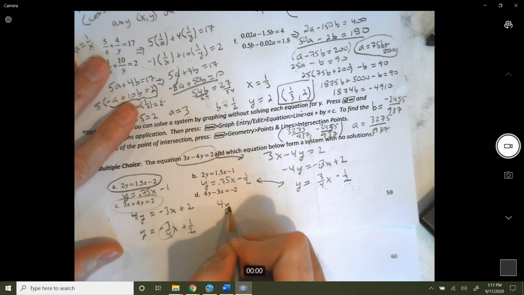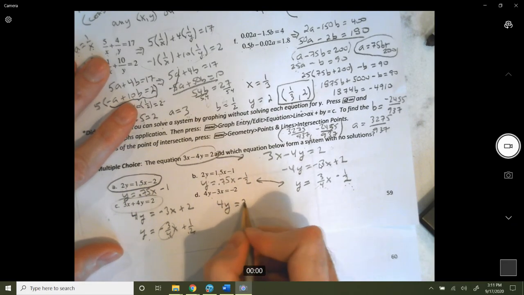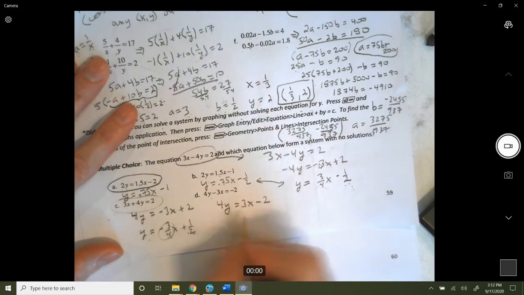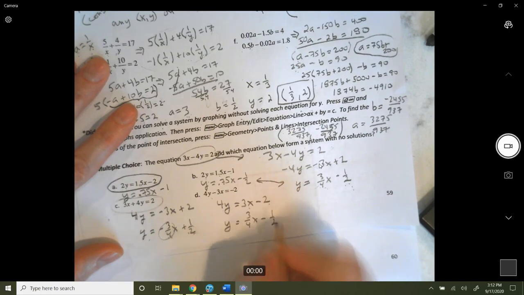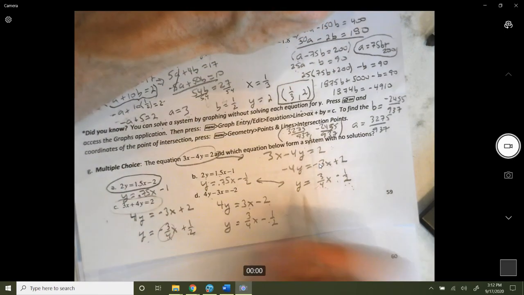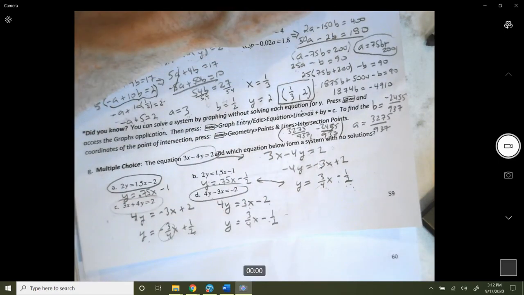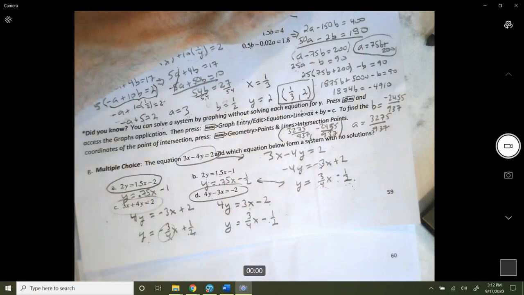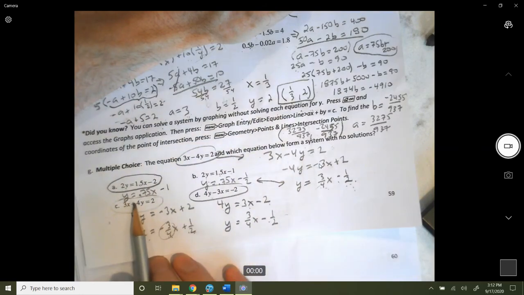4y equals 3x minus 2. Divide by 4, divide by 4, divide by 4. Y equals 3/4 x minus 1/2. Okay, so that again is the same one. So this one also works. Oh no, I'm sorry, that doesn't. What did we do? Okay, sorry.